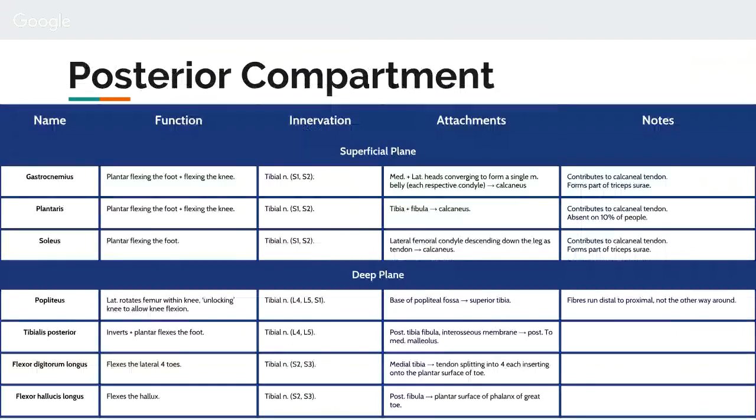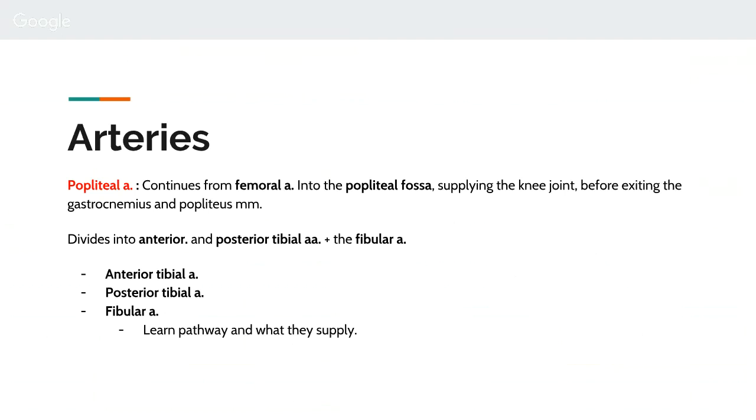Posterior compartment, plantar flexing, flexing your feet and stuff. They're superficial and deep. All tibial nerve stuff. Vasculature, we went through this. Popliteal artery into the anterior and posterior tibial arteries and your fibular artery. Just learn the pathway, learn what they supply.